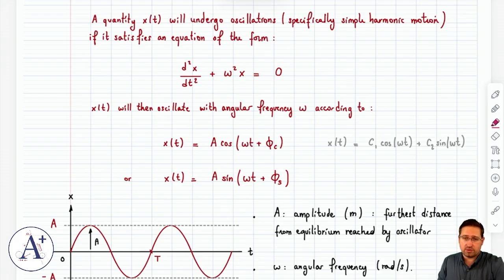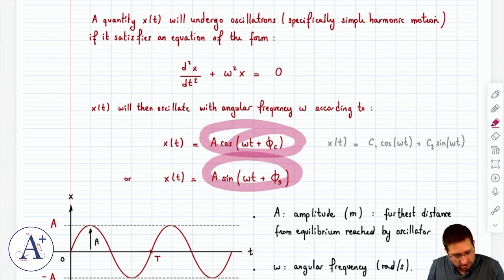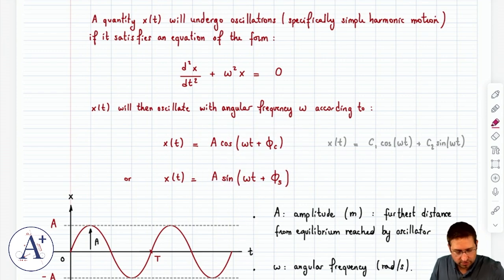But we do want you to recognize that if you have an equation of that form, the quantity x, whatever it is, if it's x or y or theta, will oscillate, and it's going to be oscillating according to a function that looks like this or like this. And then you have to understand what amplitude is, what omega is, what the phase constant is, and you have to be comfortable finding these quantities if you're provided enough information.